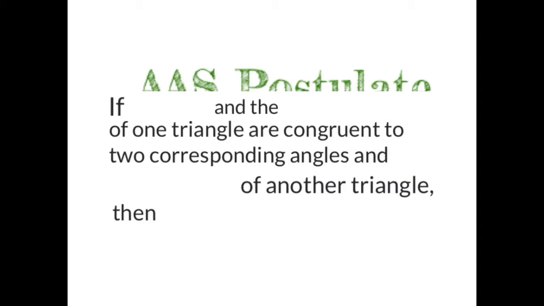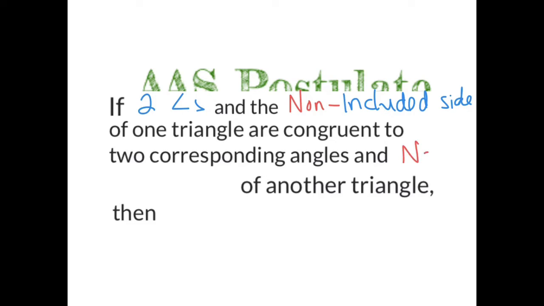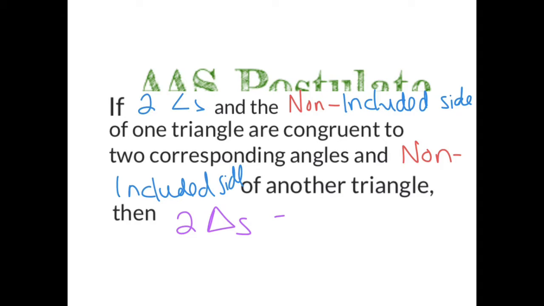Last, but certainly not least, is angle, angle, side, which states that if two angles and the non-included side, so this is going to be a side that's not included, of one triangle are congruent to two corresponding angles and the non-included side of another triangle, then the two triangles are congruent. We talked in the last slide about how the side had to be in between. Well, the side having to be in between was if you wanted angle, side, angle. This example is a non-included side, and that should give us angle, angle, side. So it's still okay to have that side that's not in between. It's just going to be a different postulate we're going to be using.